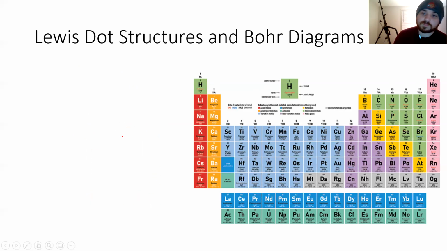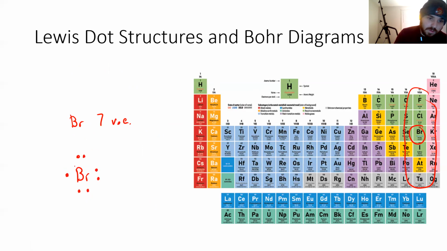So then if we look at bromine, again, we take bromine. Bromine's in this halogen row, so it's got 7 valence electrons. So we need to just write the chemical symbol for bromine. We're going to do 1, 2, 1, 2, 1, 2, and 1. And ta-da, there's the Lewis dot structure for bromine.